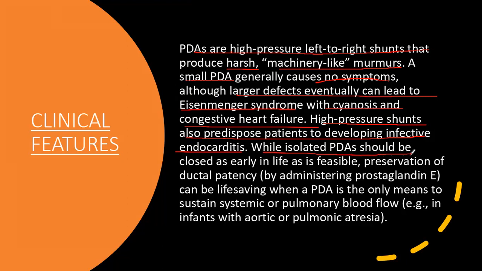Now, isolated PDAs should be closed as early in life. In some cases, there is a need to maintain the ductal patency, such as when the patient presents with transposition of the great arteries. This is done by administering prostaglandin E, alprostadil, because in transposition of the great arteries, the PDA is the only means to sustain systemic or pulmonary blood flow, and also in aortic or pulmonic atresia.